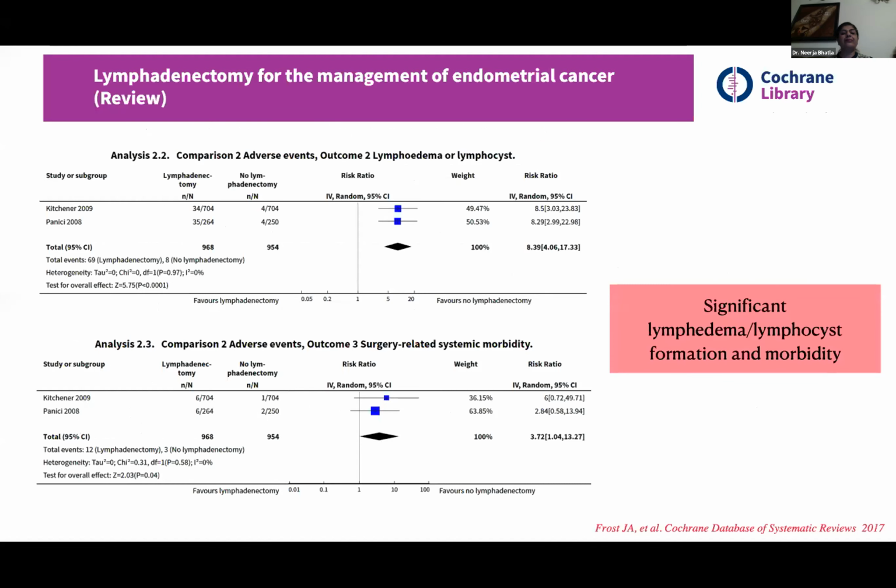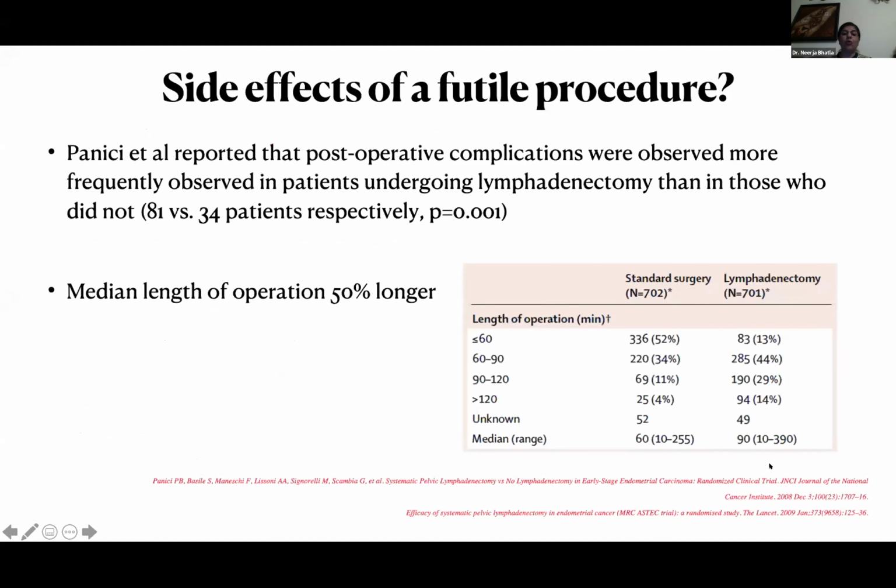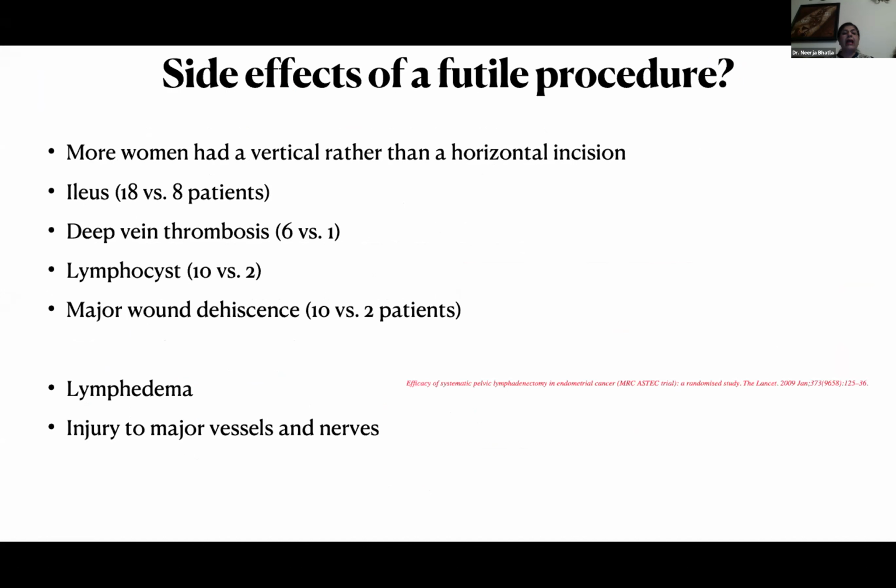Next, please. And then we have talked about whether it matters or not that they get lymphedema or lymphocysts. And I think everybody who has had these patients knows that they forget the cancer, but they never forget their bad quality of life. And not only are there more of those complications, the median operating time is longer, and for various reasons, the outcomes are affected. Next slide, please. And then the vertical rather than the horizontal incision, even if you're going the abdominal route, the ileus, DVT, major wound dehiscence, we've talked about other things.